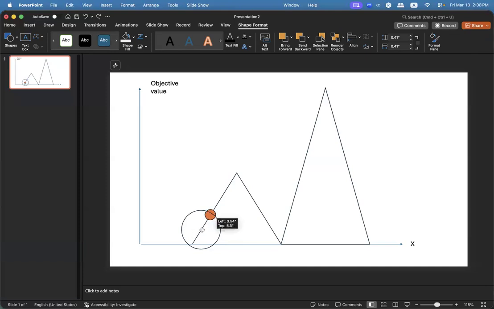But for the stochastic one, it will move to a place that can increase its value, but not necessarily maximize the gain. So it may move here or here or here, as long as it can increase its objective value a little bit, then it goes for it. It does it randomly.